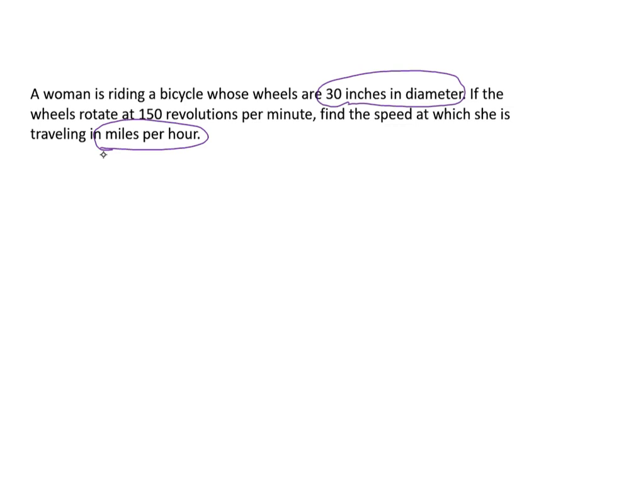What is that going to be? Linear or angular? Talking about miles per hour. Remember, angular, we're measuring in angles, which would be either degrees or radians. Miles per hour means we've got to do linear speed. Okay, 30 inches in diameter, that's D equals 30, but we don't want D, we want R, which is half the diameter.